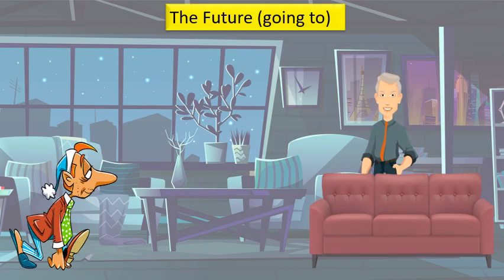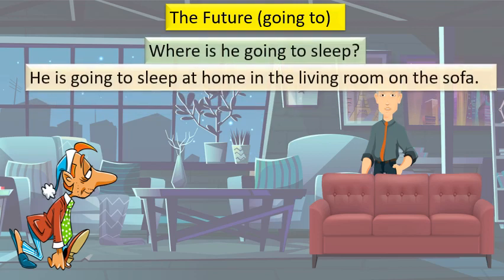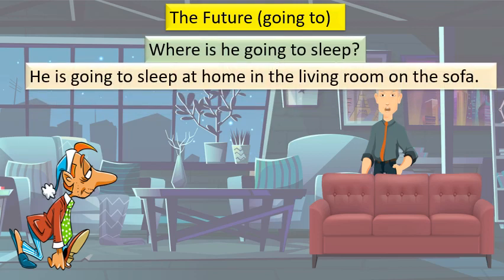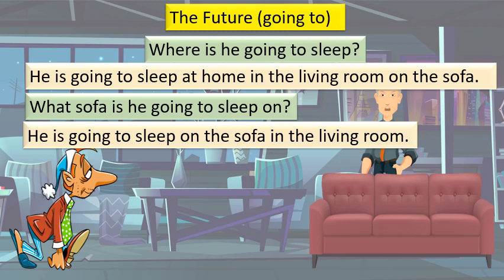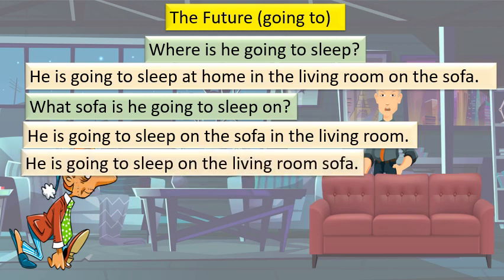The future. Going to. Where is he going to sleep? He's going to sleep at home in the living room on the sofa. What sofa is he going to sleep on? Answer number 1, he's going to sleep on the sofa in the living room. Answer number 2, he's going to sleep on the living room sofa.